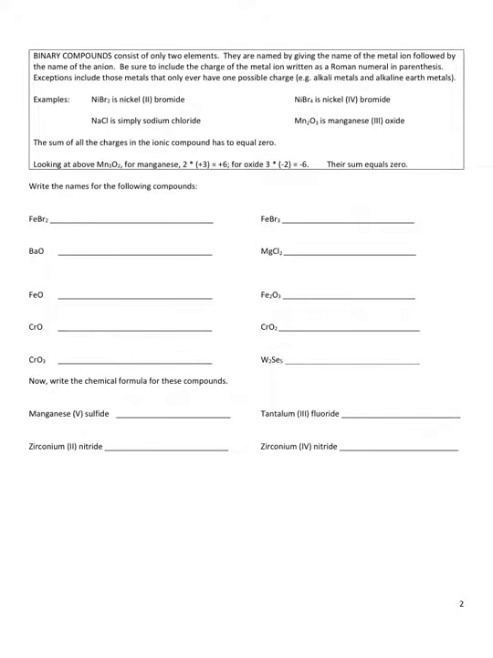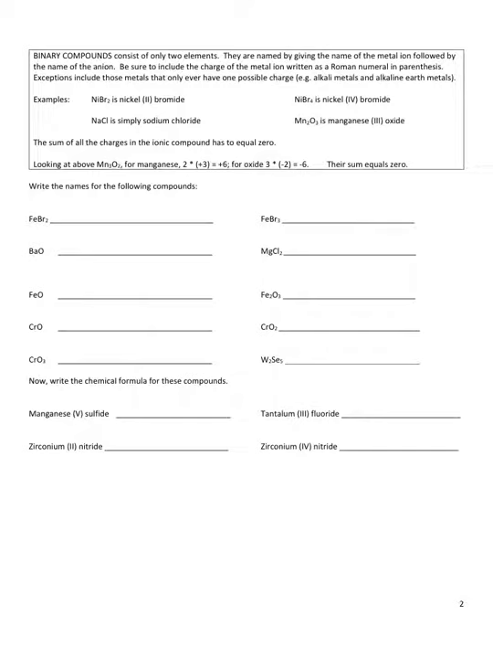Let's talk about binary compounds, particularly ionic binary compounds. They consist of only two elements, and for ionic compounds, they're named by giving the name of the metal ion, followed by the name of the anion, where the anion uses a suffix of -ide. And we include the charge of the metal ion written as a Roman numeral in parentheses.